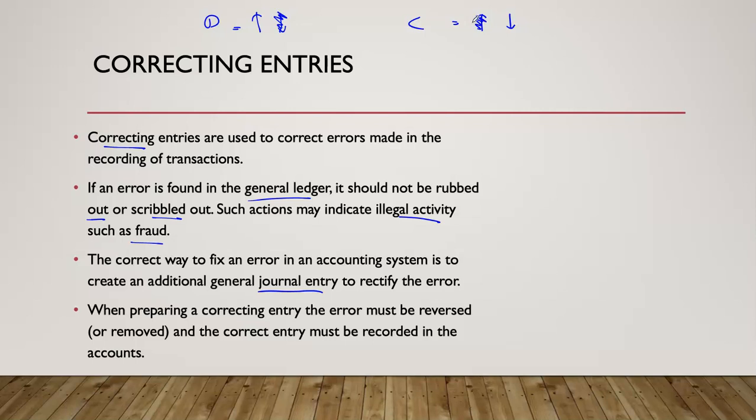By doing a credit. So when preparing a correcting entry, the error must be reversed or fixed or removed, and the correct way must be recorded in our accounts.